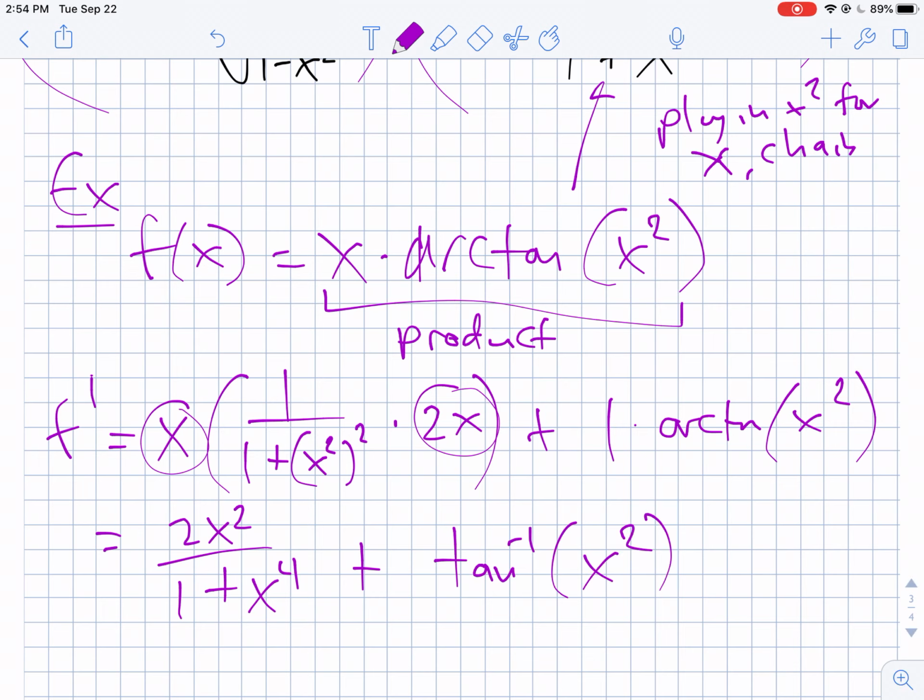Okay. So that's how we're going to do inverse tangent derivatives. Make sure at some point you memorize these three. We're going to see them pop up occasionally throughout the year. And tonight we're just going to be working on the chain rule stuff.